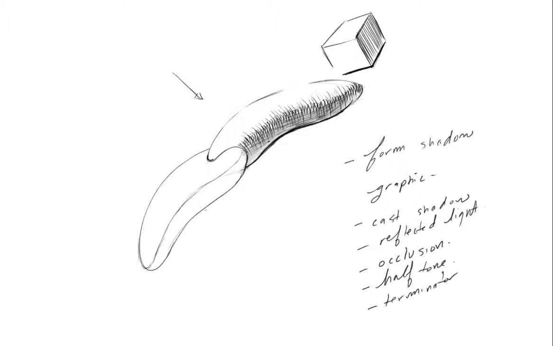And this is a slower part of drawing. It's a fun part of drawing, but it's a slower part of drawing. And now the next thing that we want to talk about is cast shadow.